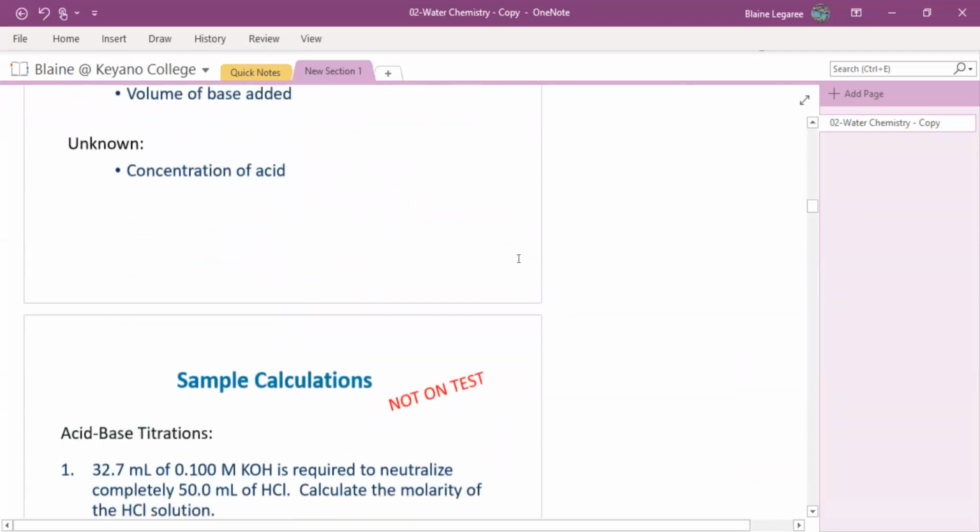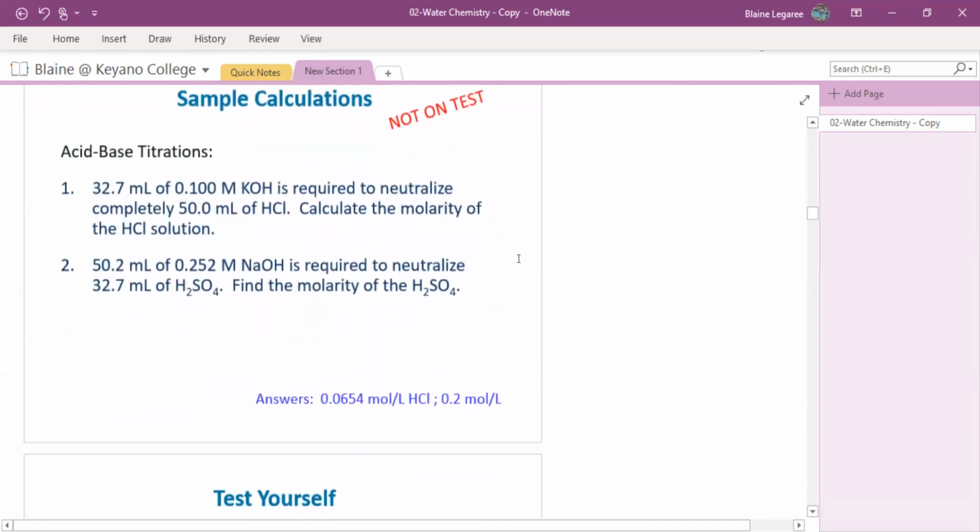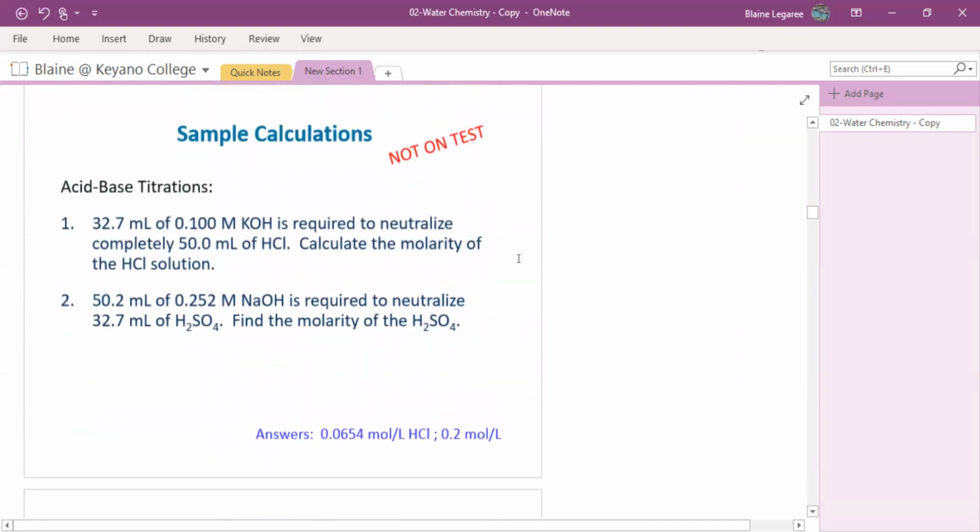So I'm just going to move through this, and there's some sample calculations. You can try these if you like, but like I said, I will not have one of these samples on the test. I'm going to focus on the other stuff that we've talked about. You can see the idea how it works. Just keep in mind, if you do number 2, we're looking at sulfuric acid, and because that has an H2, it's going to react twice.